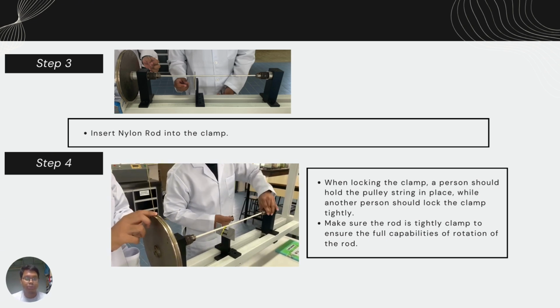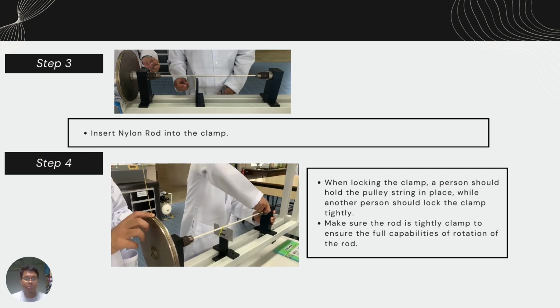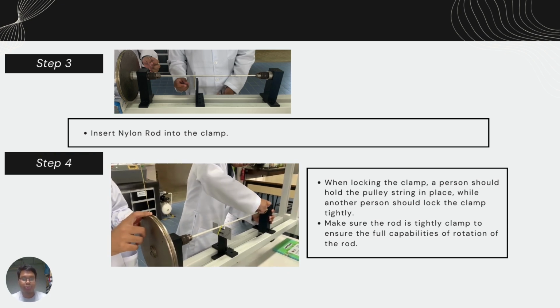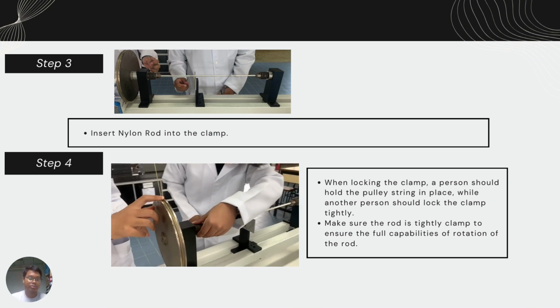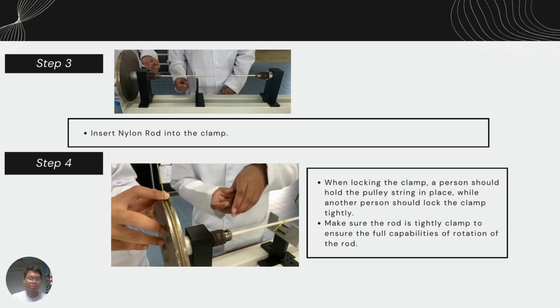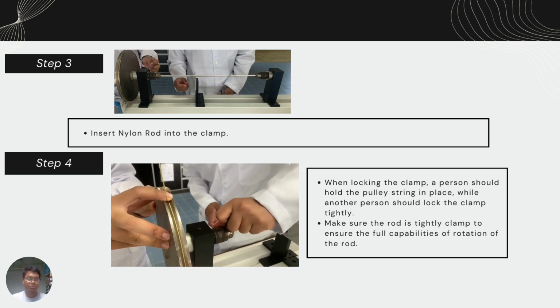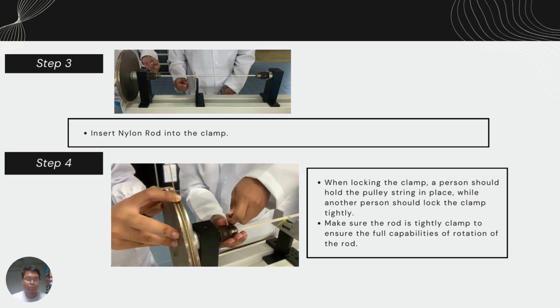Step 3 is to insert the nylon rod into the clamp. Step 4: when locking the clamp, one person should hold the string of the pulley, while another person locks the clamp tightly with the key lock, and makes sure the clamp is very tight, to ensure the full capabilities of the rotation of the rod.